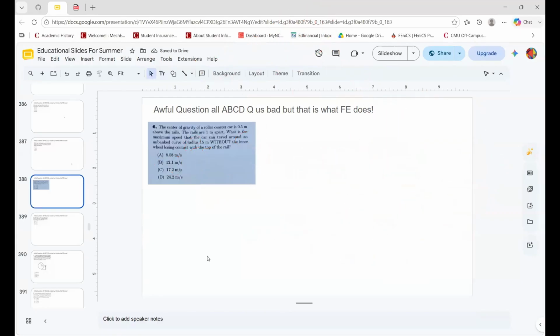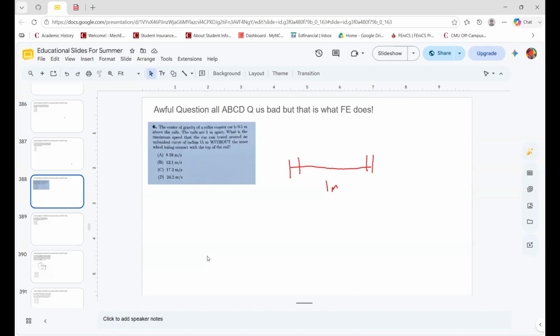Anyways, let's do the next one. The center of gravity of a roller coaster car is 0.5 above the rail. The rails are 1 meter apart. What is the maximum speed that the car can travel around a banked curve of radius 15 without the inner wheel losing contact with the track?